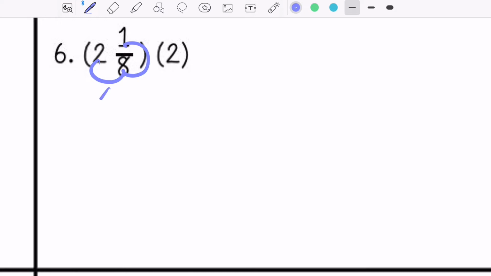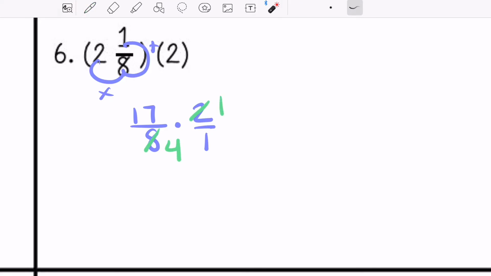Great. This is 17 over 8 times 2 over 1. Greatest common factor between these two is 2. Greatest common factor between these two is 1, so that's going to stay. So we have 17 over 4. 4 goes into 17 4 times with a remainder of 1.